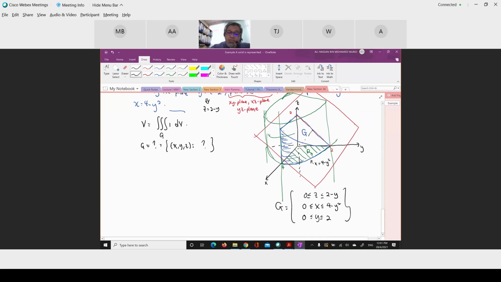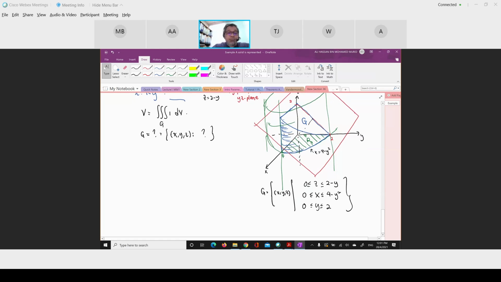G consists of all points x, y, z such that these conditions hold. So now we are in a position to calculate the volume V. What order should we use here? What is the correct order?